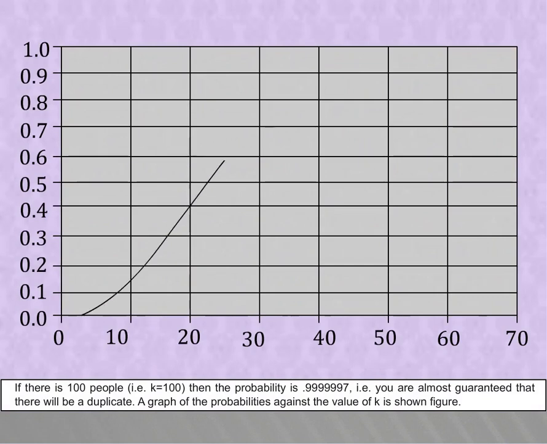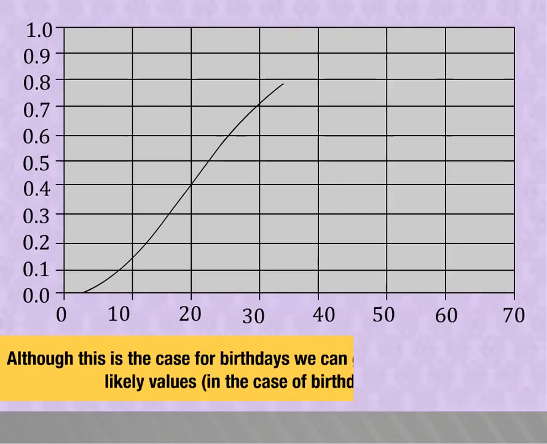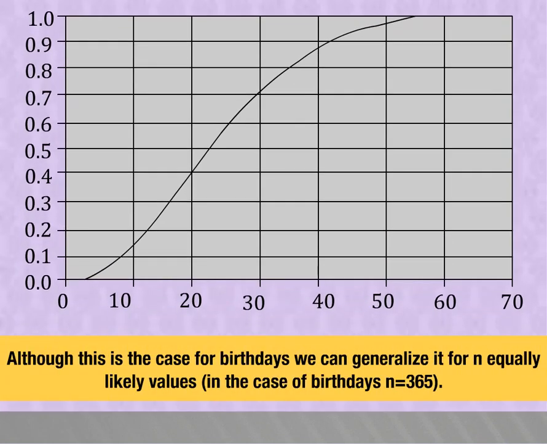If there are 100 people, that is k equals 100, then the probability is 0.9999997. That is, you're almost guaranteed that there will be a duplicate. A graph of the probabilities against the value of k is shown in the figure. Although this is the case for birthdays, we can generalize it for n equally likely values. In the case of birthdays, n is equal to 365.